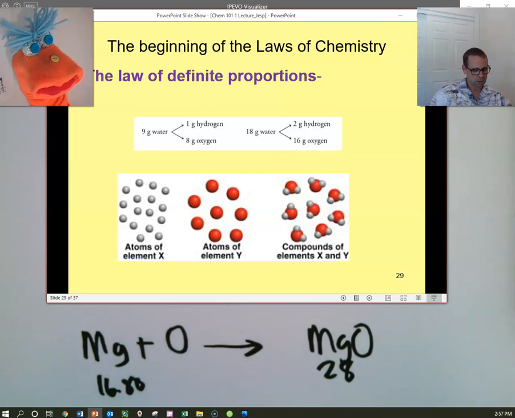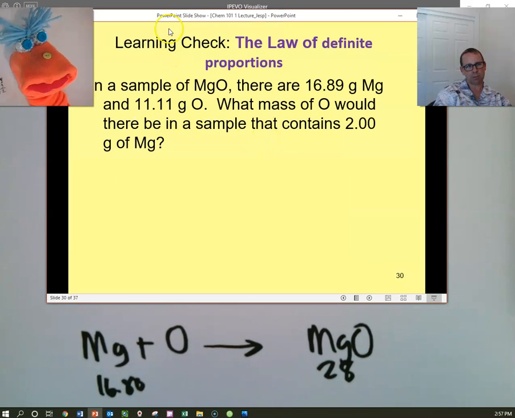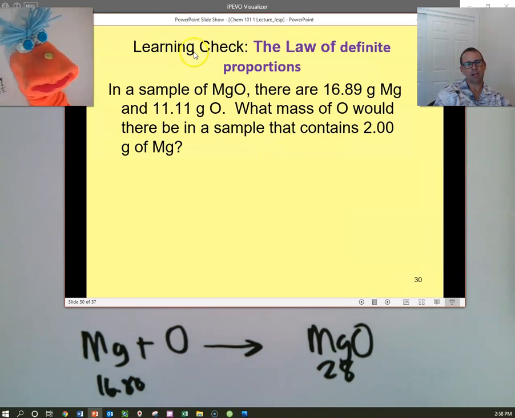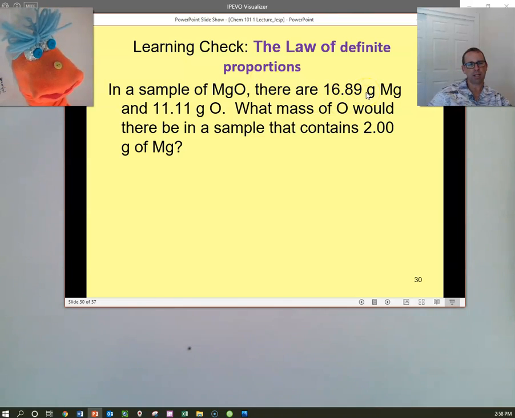But in general, if I have the same chemical, whether it's magnesium oxide here or magnesium oxide in France, it's going to have the same chemical formula and the same ratio of magnesiums to oxygens. So that is the law of definite proportions. And from that law, we can answer this kind of question. In a sample of magnesium oxide that has 16.89 grams of magnesium and 11.11 grams of oxygen, what mass of oxygen would there be in a sample that contains 2 grams of magnesium?